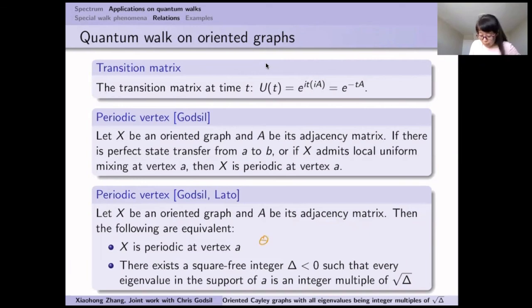Theta is in the eigenvalue support of A if and only if there is an eigenvector of the matrix associated to eigenvalue theta such that its component at A is not 0. For oriented Cayley graphs, all the eigenvalues are in the support of any vertex. So we would require all the eigenvalues of the graph to be integer multiples of root delta. That's a characterization for periodicity.